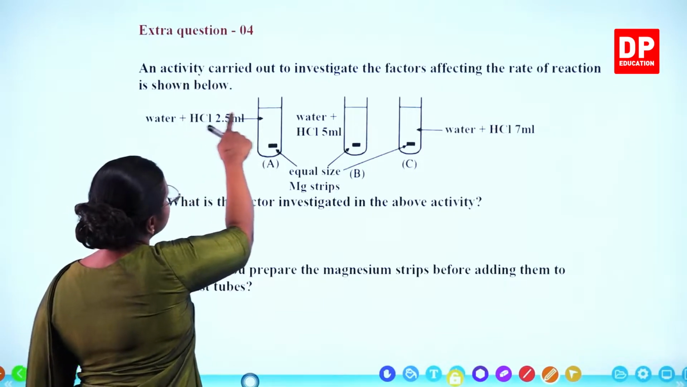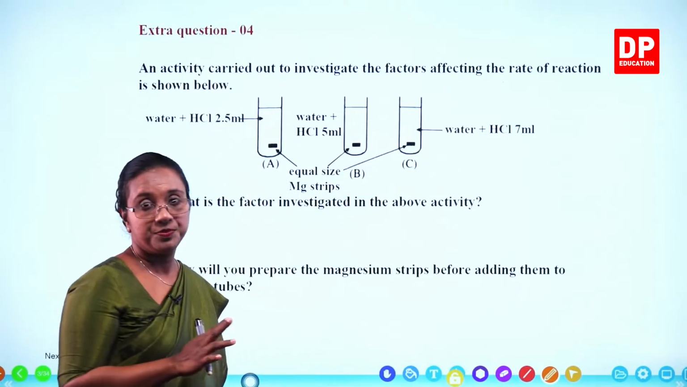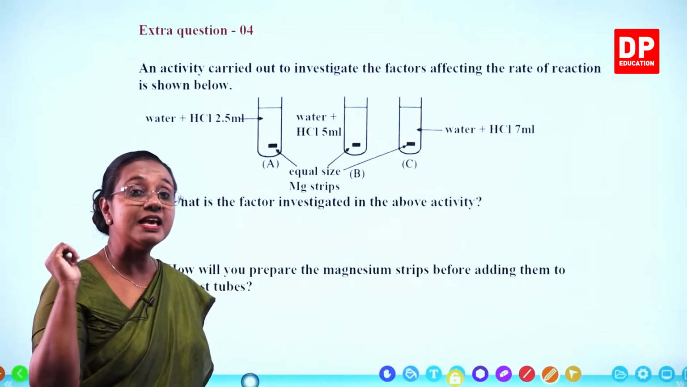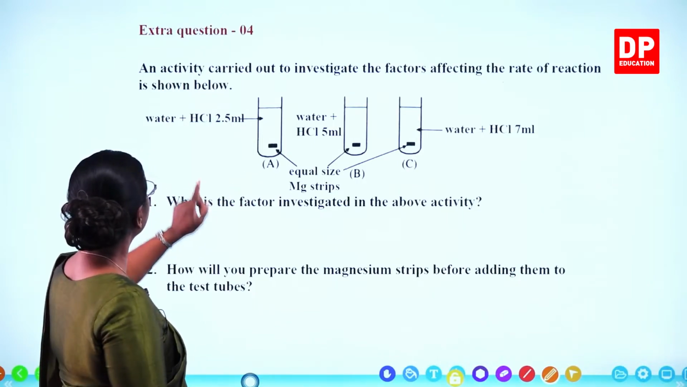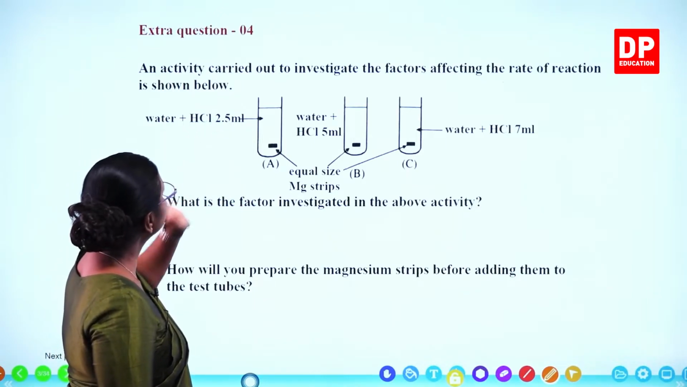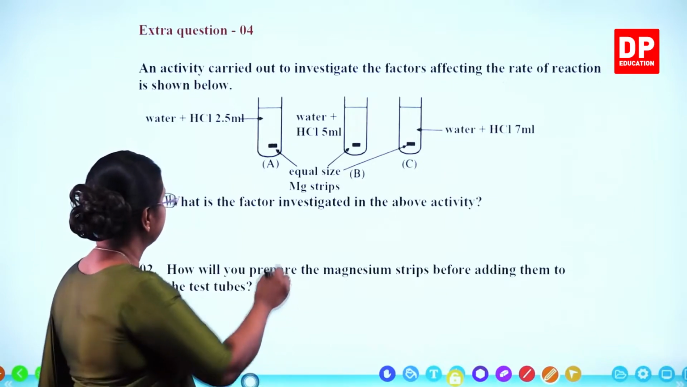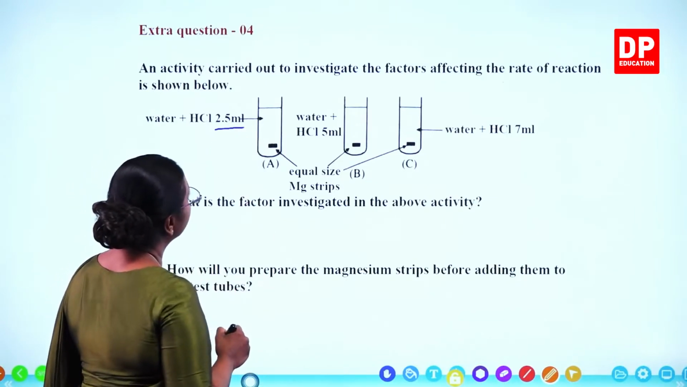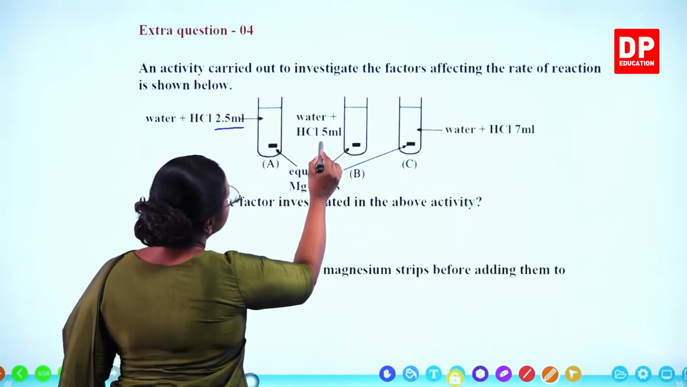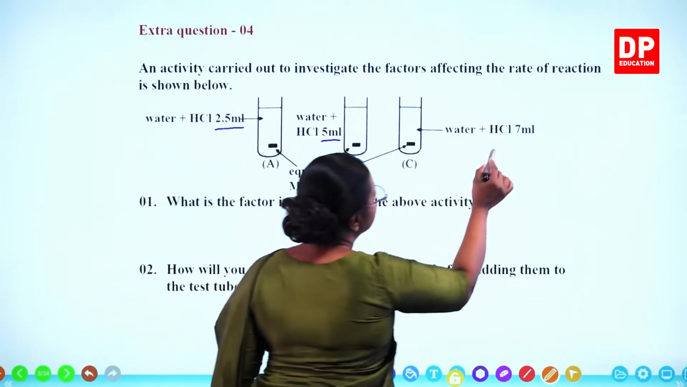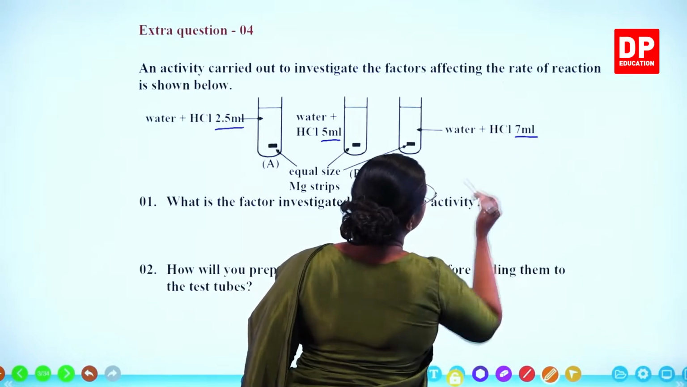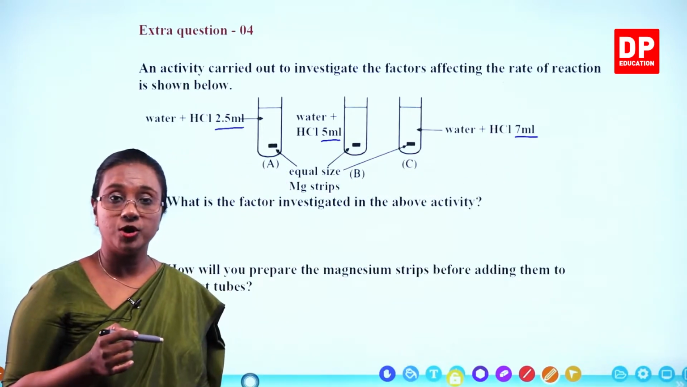So here you can see the volume is the same. In all test tubes, we have the same volume of hydrochloric acid, but in the first one, that is A, water plus only 2.5 milliliters of HCl. So this is 2.5 only. B has 5 milliliters of HCl with water. So here C, 7 milliliters of HCl with water.